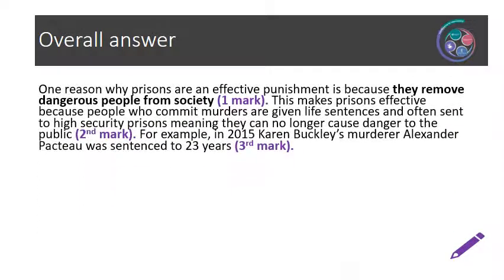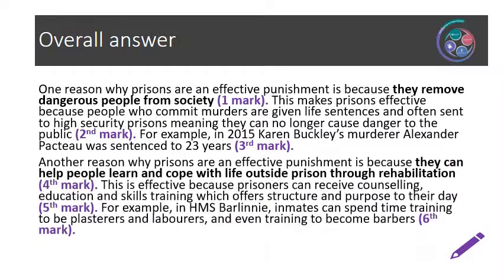So now having a look at an overall 6-mark response for you to copy as a model answer in your jotter, we could talk about the fact that they remove dangerous people from society and expand on that, giving reasons why, and again using our second P paragraph to talk about the fact that prisons can offer people the chance to rehabilitate and learn and cope with life outside of prison.